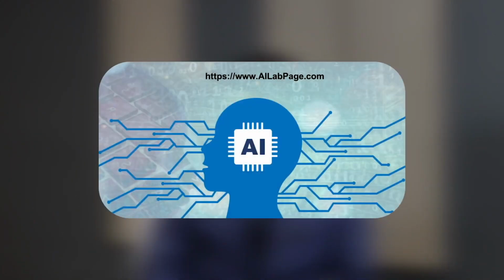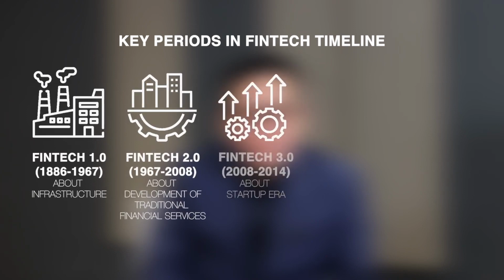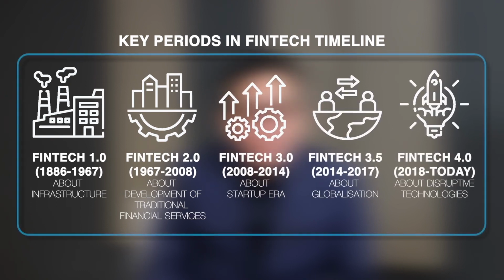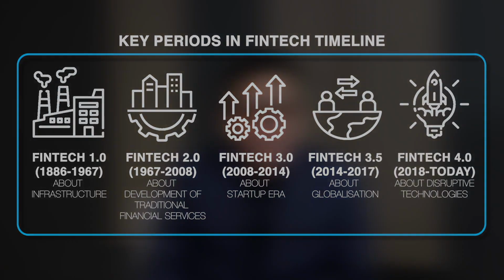Next, we discuss the history of fintech. According to AI Lab page, the key periods in the fintech timeline are fintech 1.0, fintech 2.0, fintech 3.0, fintech 3.5, and fintech 4.0. From this timeline, we can now identify the key events of each period.